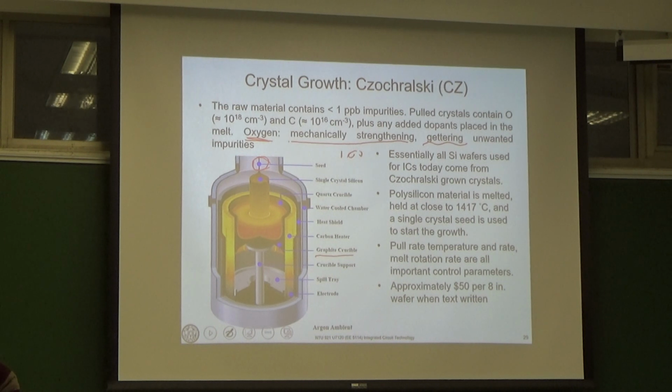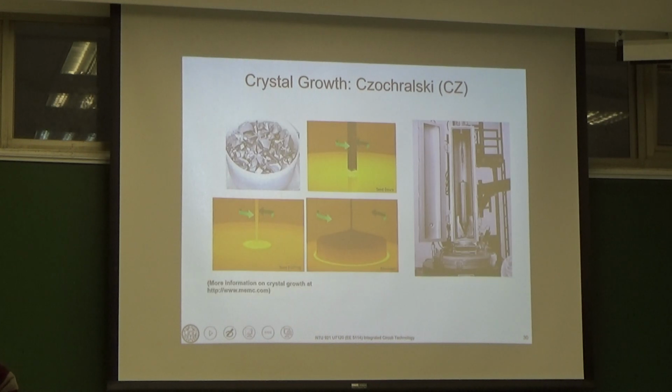Nowadays, all the wafers that we use come from this CZ method. So here are some pictures. We dip the seed and then begin to pull. This is the picture of this chamber.